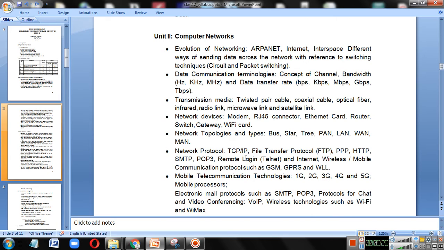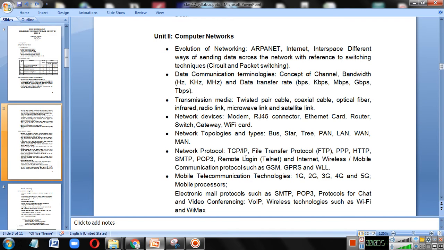Then we study about the networking transmission media like twisted pair cable, coaxial cable, optical fiber, and the wireless medium like infrared, radio link, microwave link, satellite link, etc. Then some of the important devices that are part and parcel of your network like modem, RJ45, Ethernet card, router, switch, gateway, Wi-Fi card, etc.